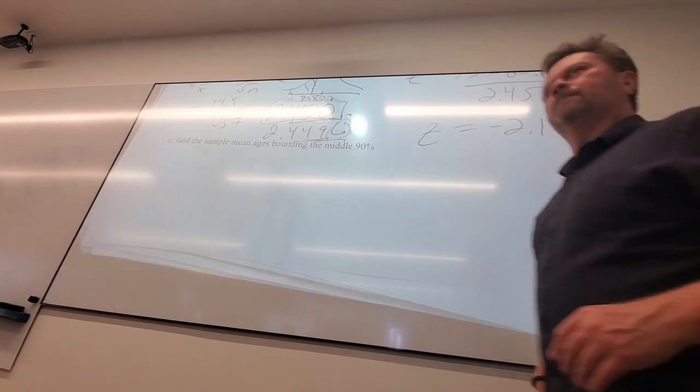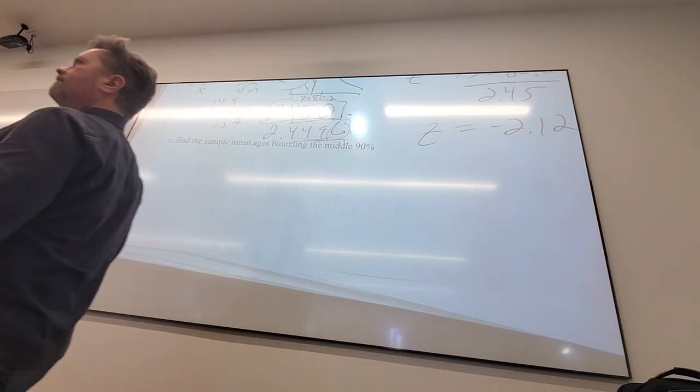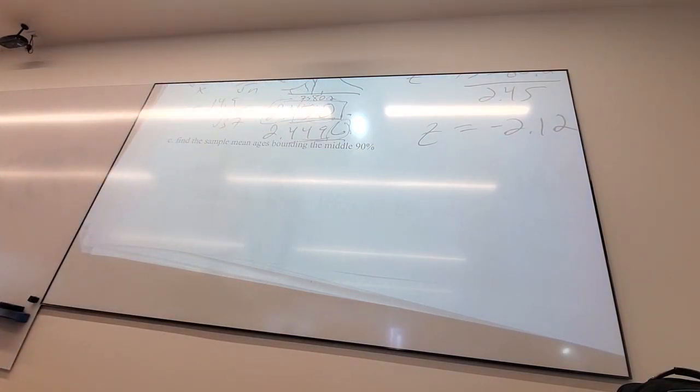Wait, so you just do like 5 and 5 in the middle. Yeah, I want the middle 90%. How many z-scores are you going to have to find? Two. Well, I'm bounding the middle 90, so there's going to be one down here and one up here. Oh, okay. So try to draw the picture.